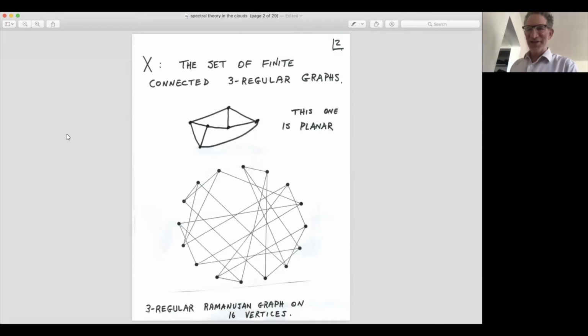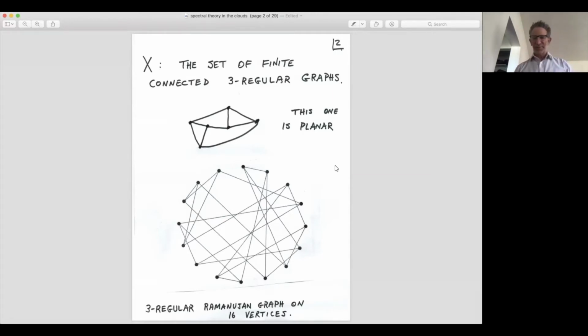All right, so to be clear what I'm talking about, X here will be the set of finite connected, it's very important they're connected, 3-regular graphs. So there's an example here of such a graph. I'll be interested in these graphs when their cardinality, the number of vertices, gets large. All the effects that will be of interest are when the graph size goes to infinity. So a more complicated example is this one over here. It's a 3-regular Ramanujan graph. I'll define that in a second, on 16 vertices.